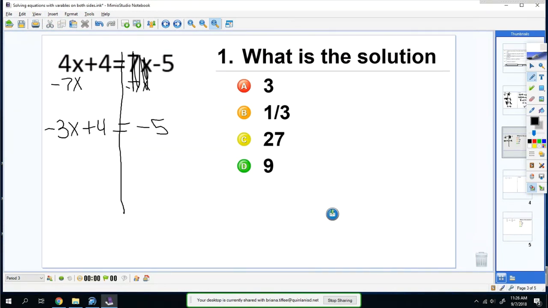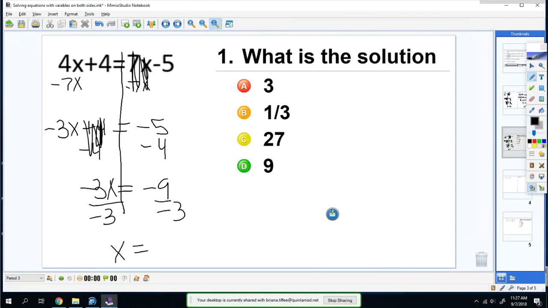Since that 4 is being added, I'm going to subtract it from both sides. This cancels out. Negative 3x comes down. Equal sign follows it. Negative 5 minus 4 is negative 9. Then I'm going to divide both sides by negative 3. X equals negative 9 divided by negative 3, which is a positive 3. So that is the correct answer.